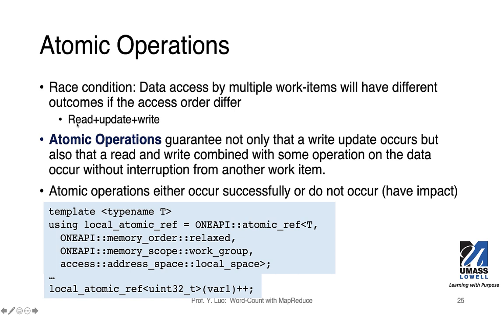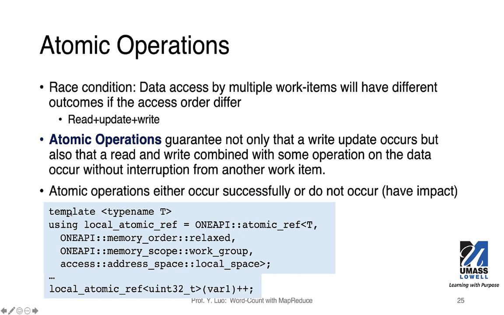This typically happens when the access contains several steps. In our case, with the counters, if you want to increment, you need to read the counter, update it, and then write the counter back. So these 3 steps have to be accomplished all at once without interruption. Atomic operations guarantee that not only a write operation occurs, but also that a read and write combined with some operations on the data occur without interruption. So an atomic operation either occurs successfully or does not occur at all. That means it has no impact.